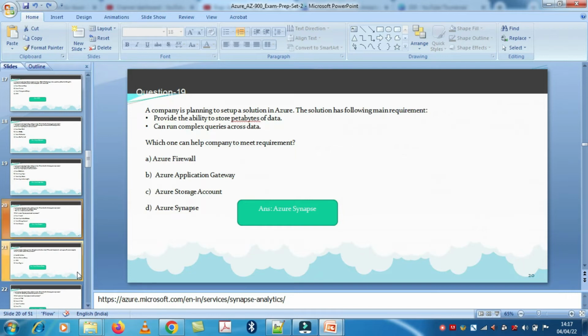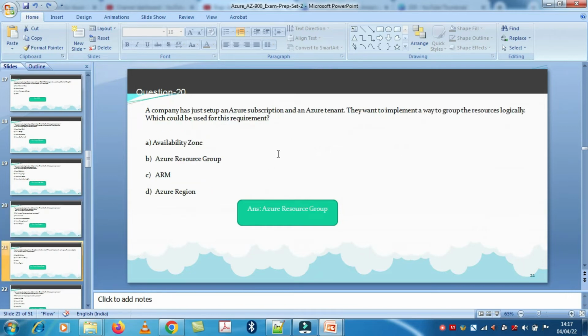Now moving to the next question, question number 20. A company has set up an Azure subscription and Azure tenant. Tenant means network. They want to implement a way to group the resources logically, which could be used for this requirement. So it is Azure resource group. Availability set is different. Availability zone, you know what exactly it is. ARM also, you know what exactly it is. Azure region also, you know what exactly it is. So the answer for this one is Azure resource group.